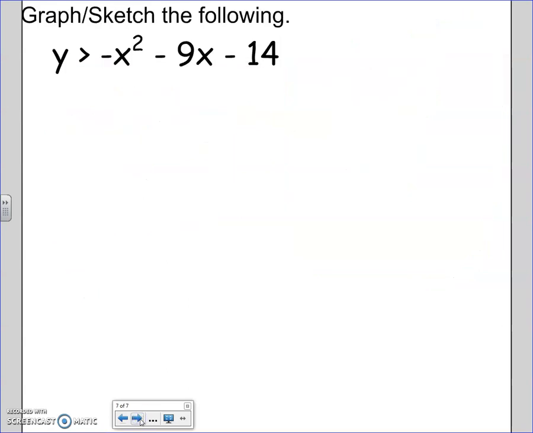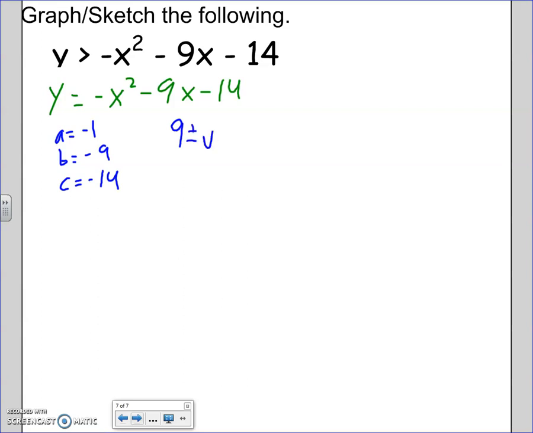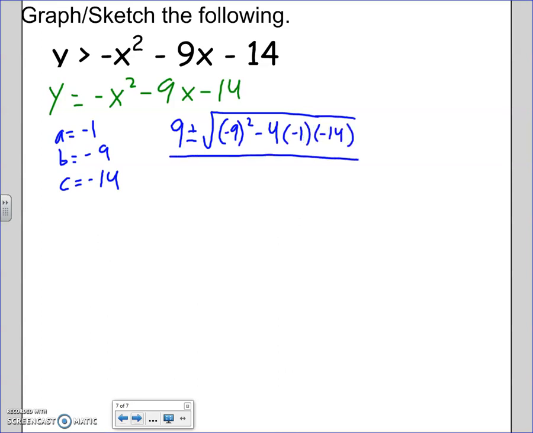Last problem. Graph, sketch this. So I'll treat it as y equals negative x squared minus 9x minus 14. Now you cannot move these to the other side because we need y by itself. You could do a trick by factoring out a GCF of negative 1, and then you can do normal factoring, guess and check. But I'll just do quadratic formula. So I'm going to say a is negative 1, b is negative 9, c is negative 14. I'm going to fill in the formula. Opposite of b, plus or minus square root of b in parentheses squared minus 4 times a times c, all over 2 times a.